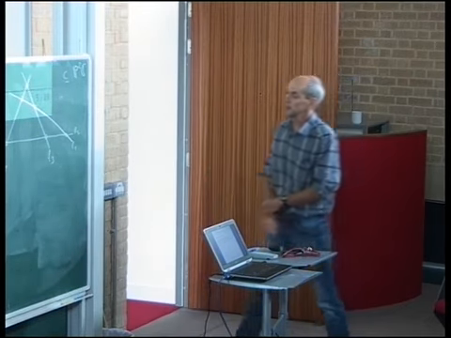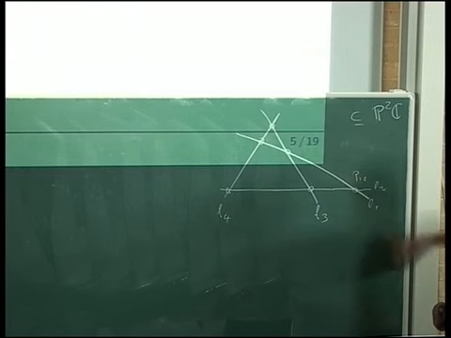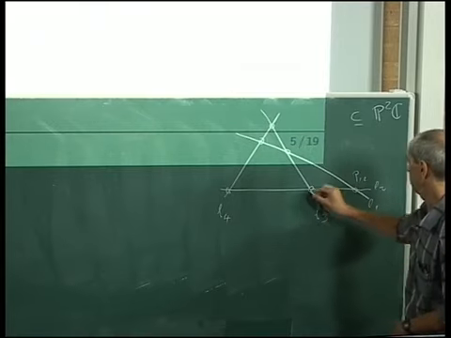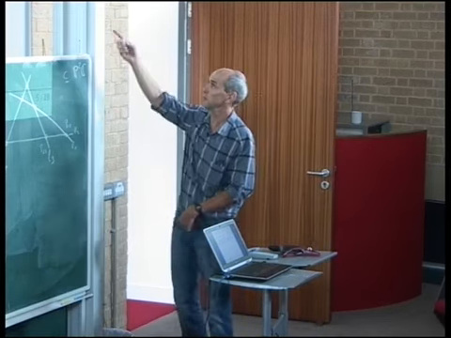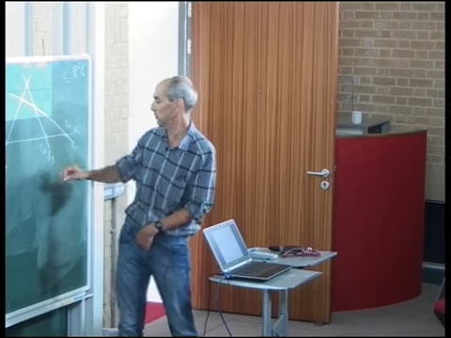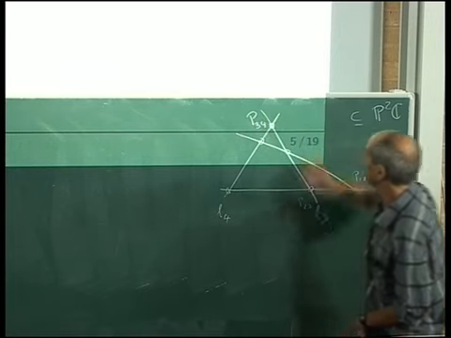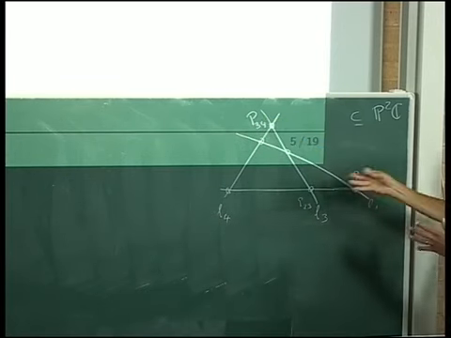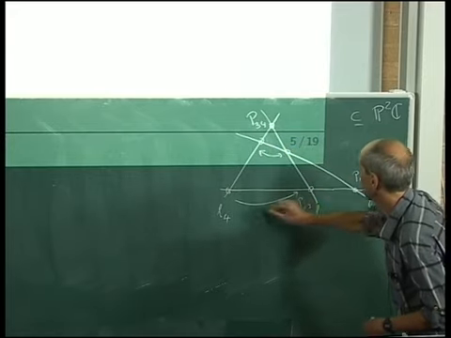And out of these 6, so for example, this is P12, L1 cap L2, this is P23, and so on. Out of these 6, 2 are real and 4 are not. So for example, let's say this one is real, P12 and P34, which would be this one. Let's say these 2 are real, and the other 4 come in 2 pairs of complex conjugate points. For example, like these 2 may be conjugate and these 2 may be conjugate.